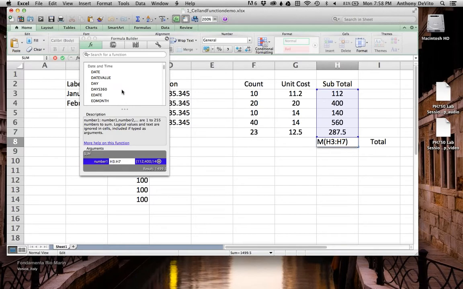I mean, look at all these functions that we have in here: date, hour, time values. We have financial functions. We have, let's see, tangent, cotangent. We have geometric functions. We have engineering functions. There's all sorts of specialized functions in Excel. Not only that, but you have packages where you can add on additional functions as well.